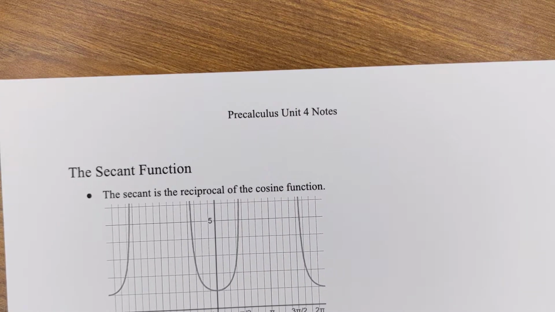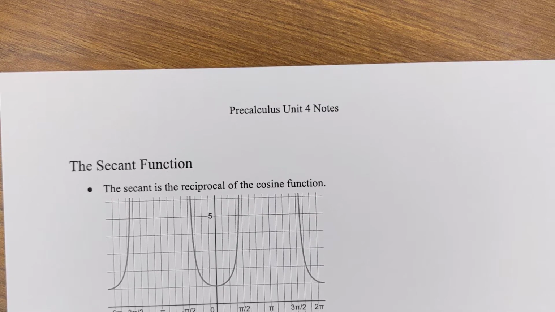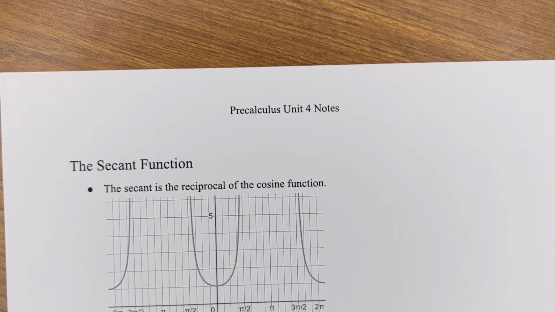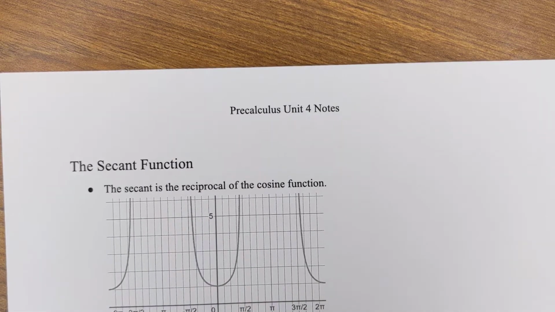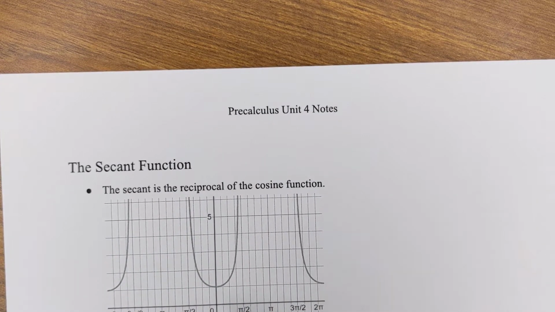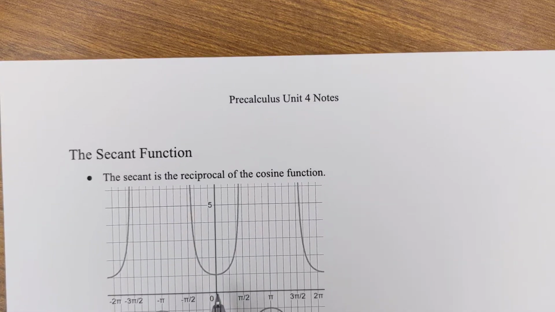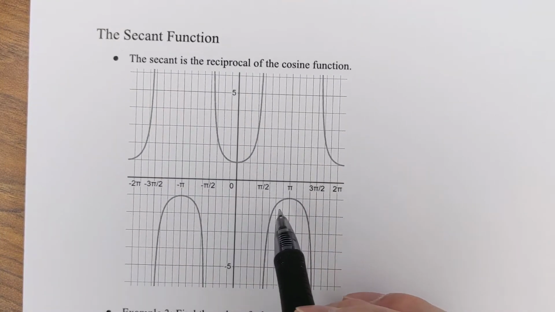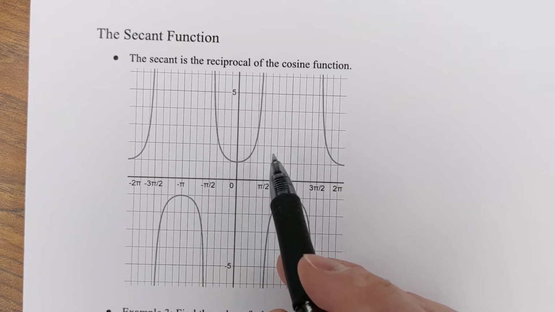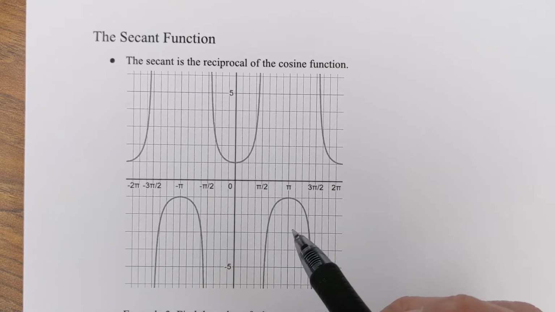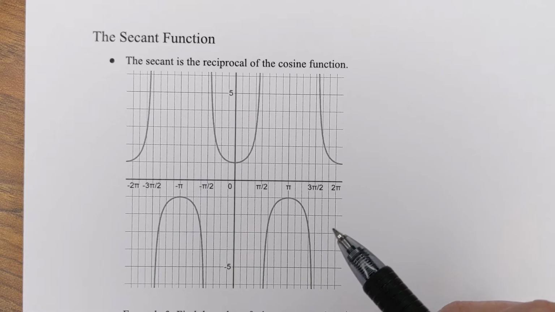Alrighty, the next one, this is the graph of the secant function. The secant is the reciprocal of the cosine function. Any place the cosine function crosses through the axis, through 0, this has a vertical asymptote, because that's how it works.